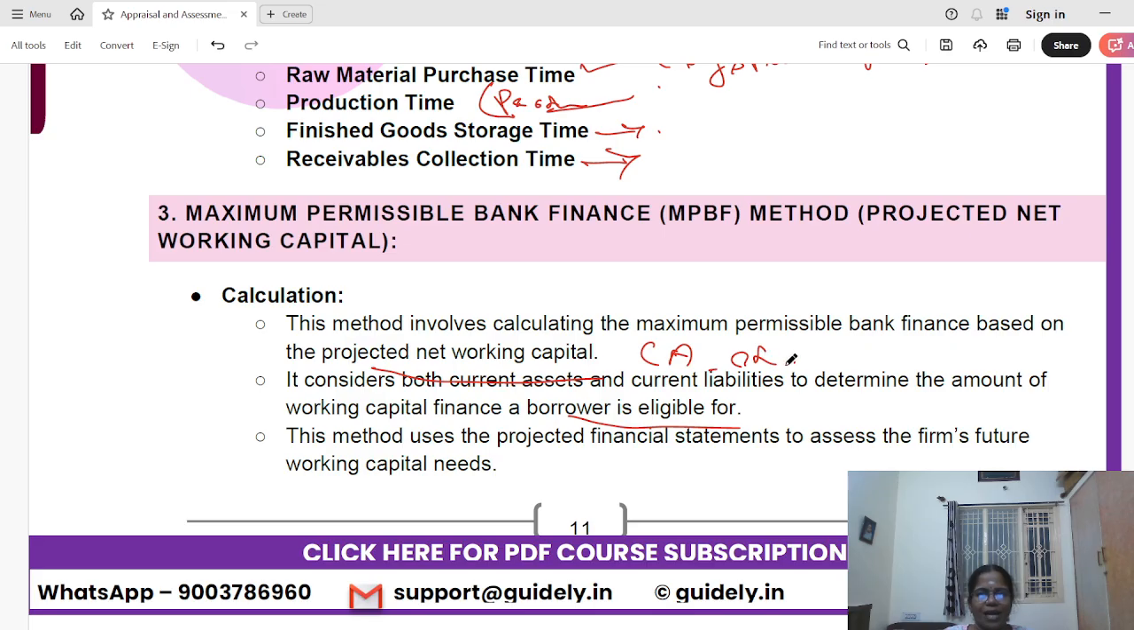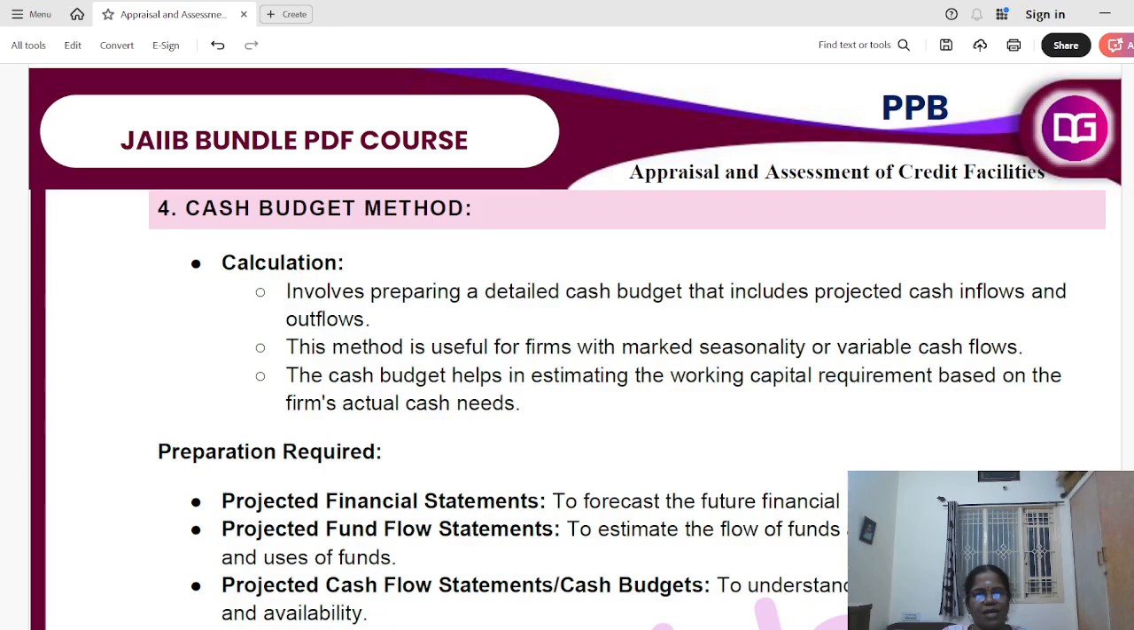Now if the current liabilities are more than the current assets, the borrower is not eligible to get the working capital finance. So this method uses the projected financial statement to assess the firm's future working capital needs. Whether the present working capital is satisfied, and what the future working capital needs are, can be assessed.